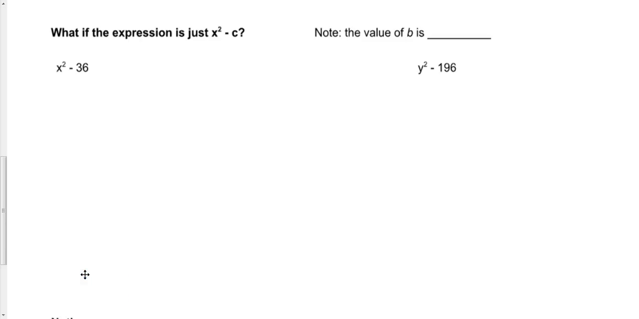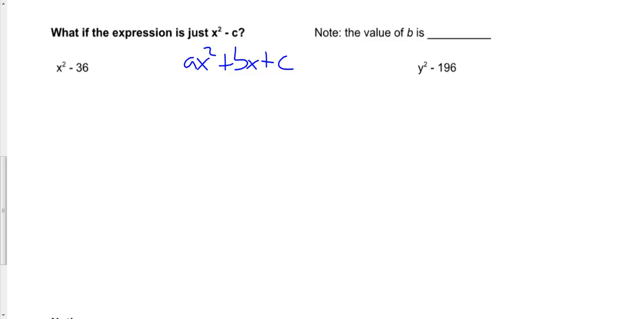So what happens then if the expression is simply x squared minus c? Well, again, we can write this expression out, that bx value in the quadratic equation, which is ax squared plus bx plus c. If there's no b value in there, it does actually exist. It's just being multiplied by 0.